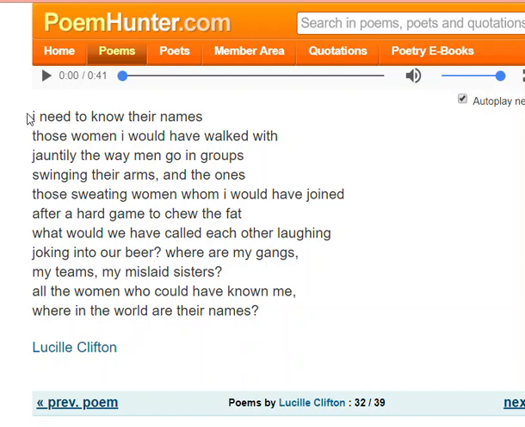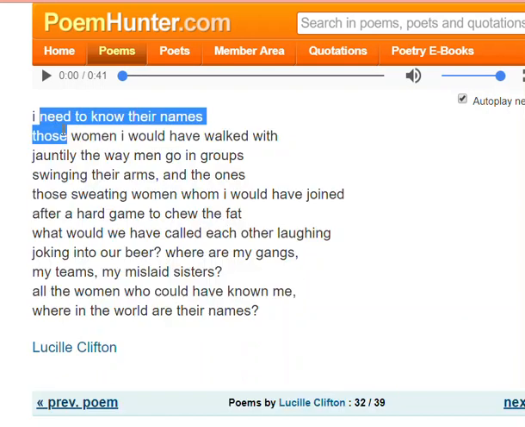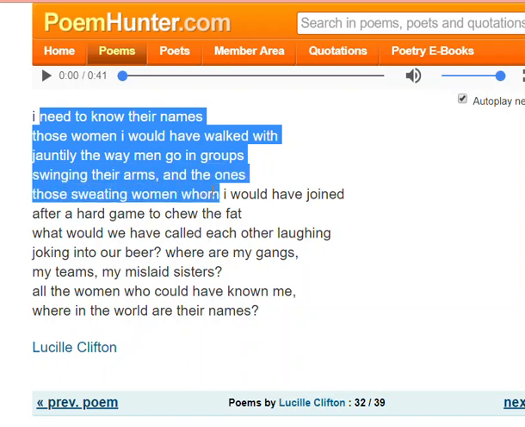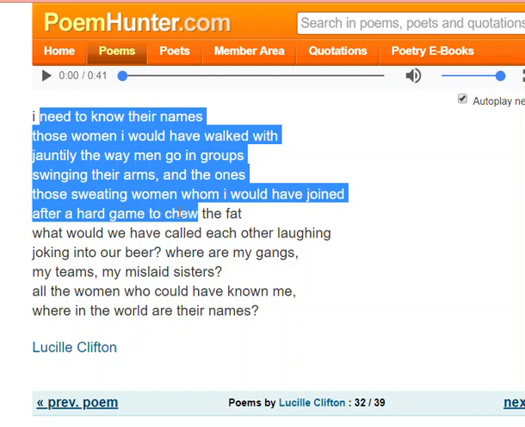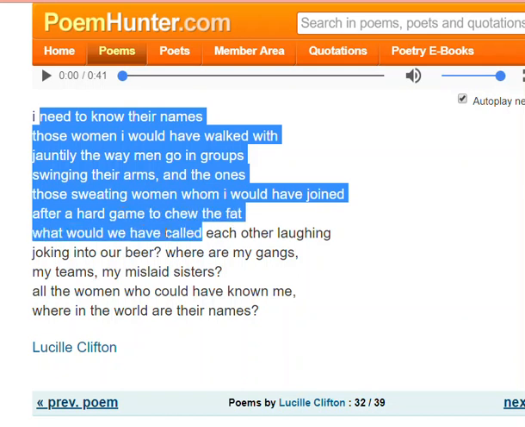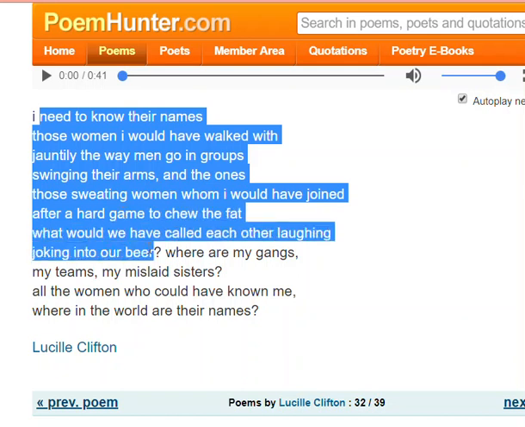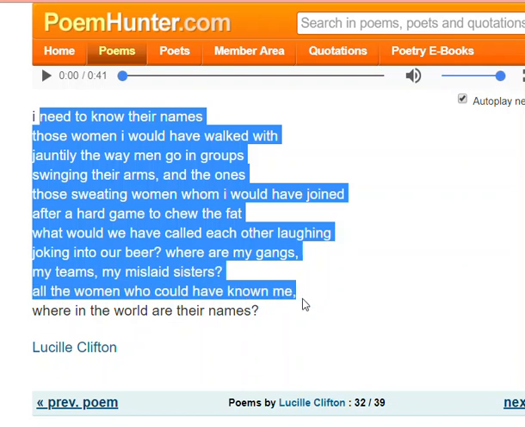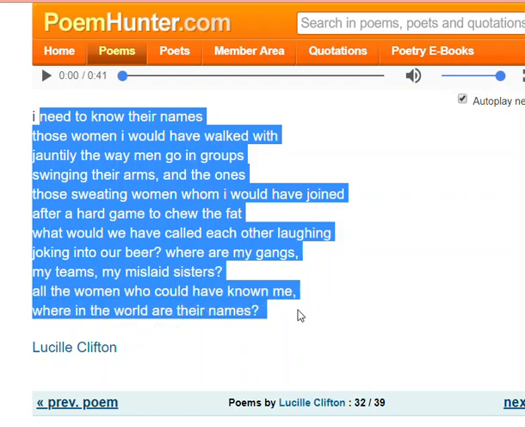I need to know their names. Those women I would have walked with jauntily, the way men go in groups, swinging their arms. And the ones, those sweating women who I would have joined after a hard game to chew the fat. What would we have called each other, laughing, joking into our beer? Where are my gangs, my teams, my mislaid sisters? All the women who could have known me. Where in the world are their names?